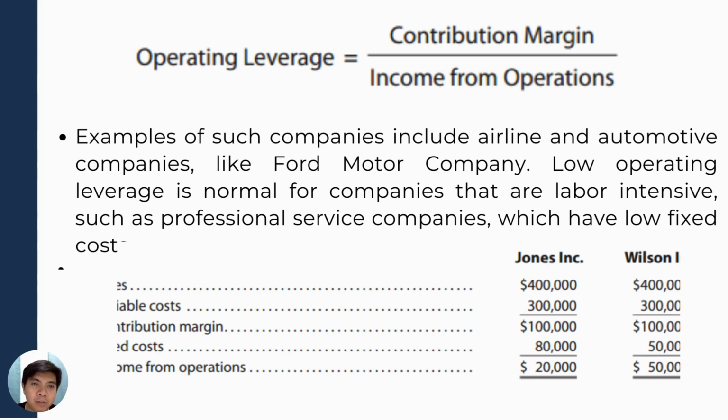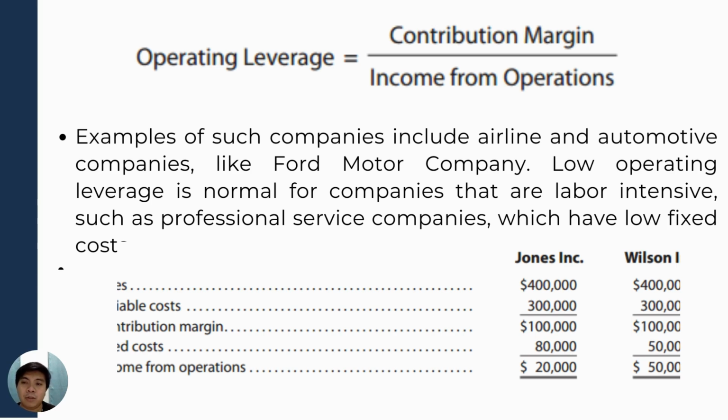So compute contribution margin over income from operations, and that would result to operating leverage. The difference between contribution margin and income from operations is fixed cost. Thus, companies with high fixed costs will normally have high operating leverage. Examples of such companies include airlines and automotive companies like Ford Motor Company.